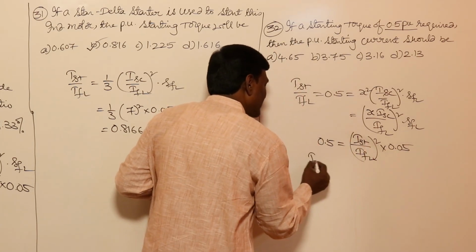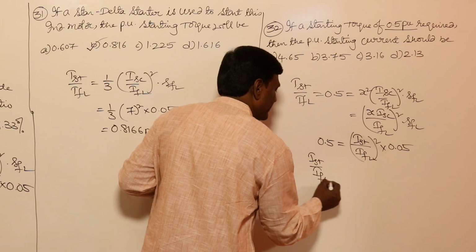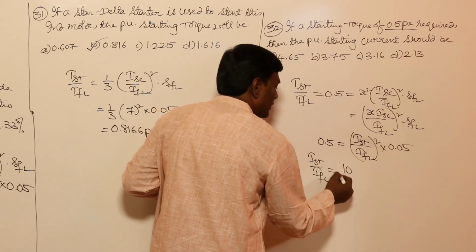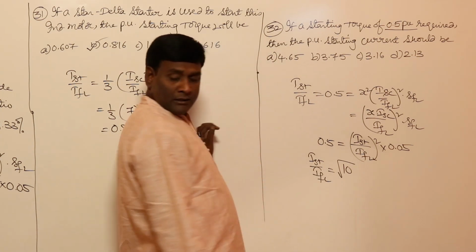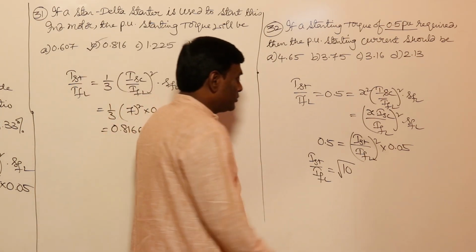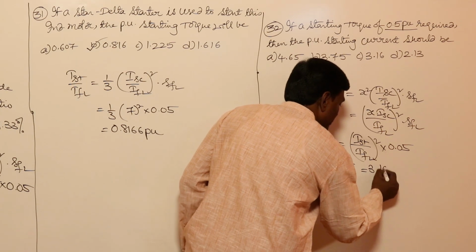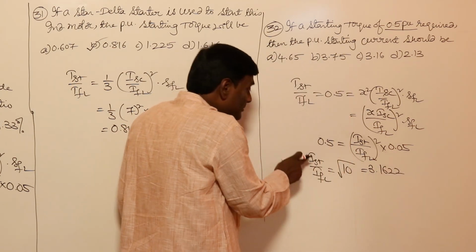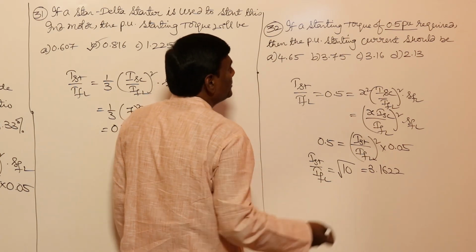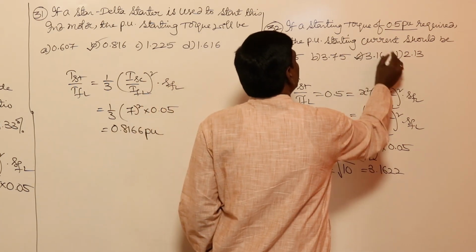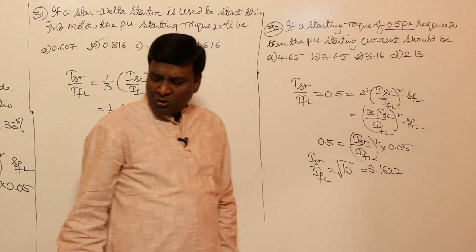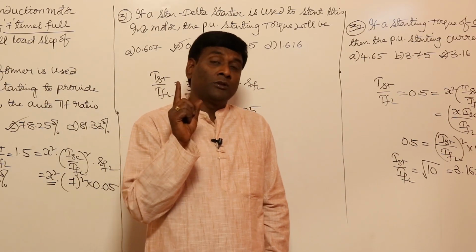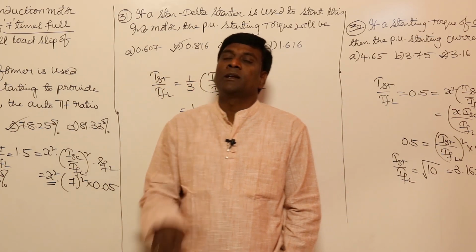So IST by IFL is going to be the square root of 0.5 by 0.05, which is the square root of 10, and that is going to be 3.1622. So IST with respect to full load, which is the starting current in per unit, is going to be 3.16. So very short problems: 3 questions we can solve in 3 minutes, but 6 marks. Sometimes questions will come this way also.